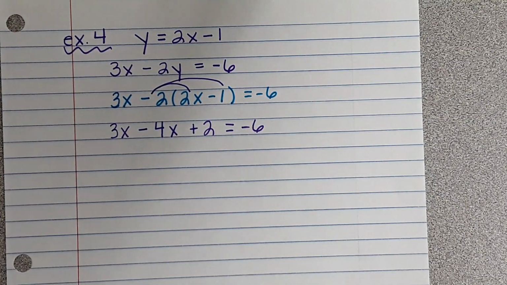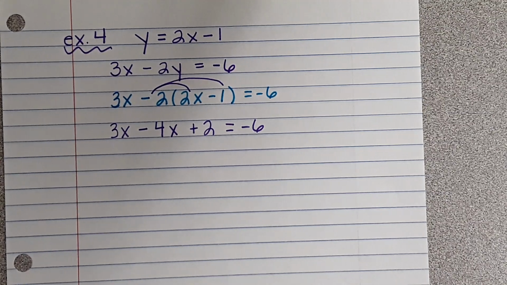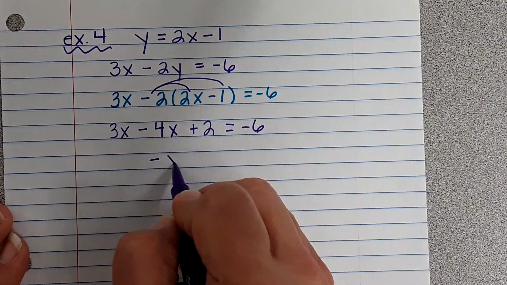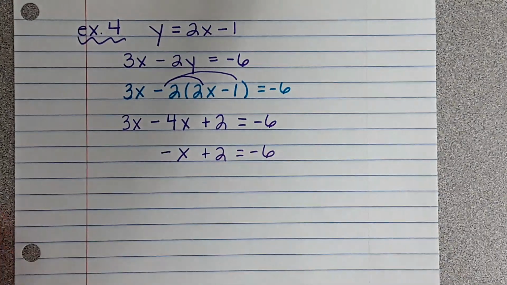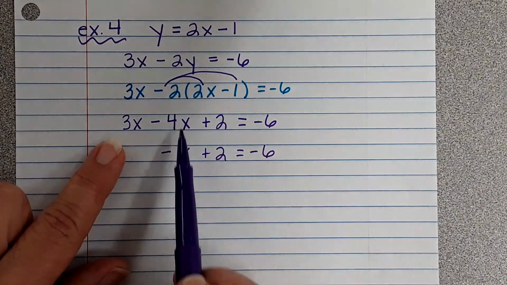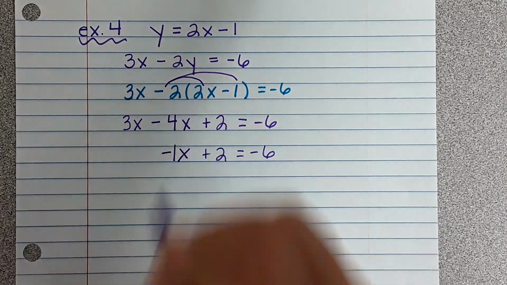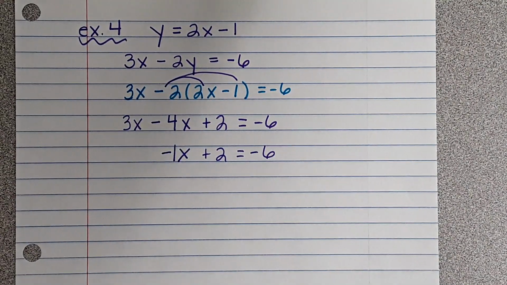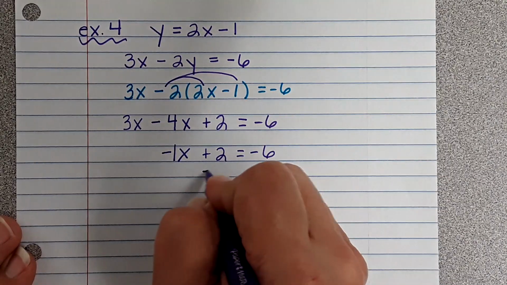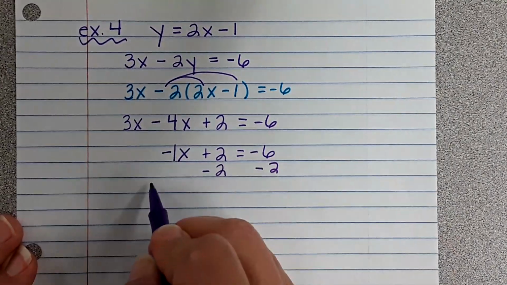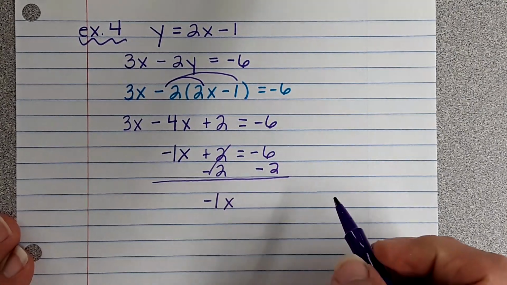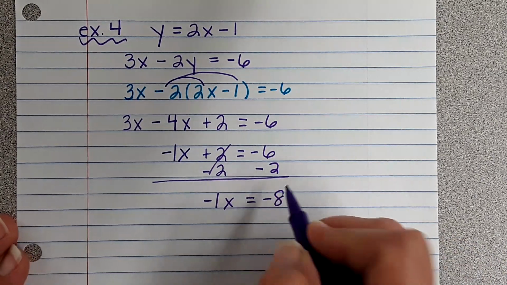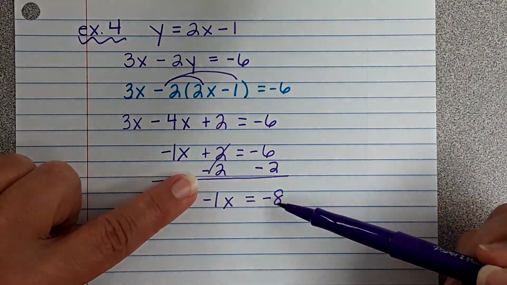Okay, so let's think about this. You had 3 x's, you spent 4 x's. Did you have enough to spend those 4 x's? So we're going to have a negative x plus 2 equals negative 6. Again, you guys, 3 minus 4 is a negative. If you want to, you can put a negative 1 there. We're going to subtract 2 from both sides. Equals negative 8. So this was positive 2, so I subtracted it.